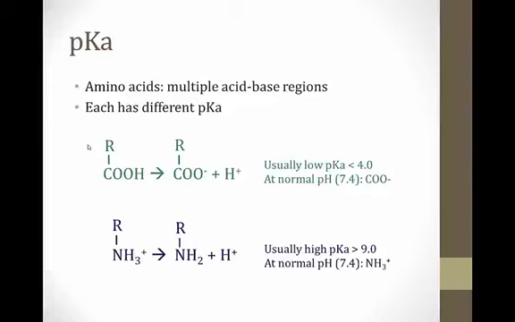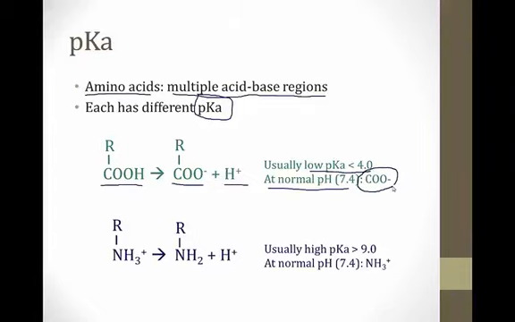In contrast to acetic acid and ammonia, amino acids are complicated because they have multiple acid-base regions of the molecule, and each has its own pKa value. Every amino acid has a carboxylic acid group, which is a COOH group, and it can dissociate into a COO- group plus a proton. The carboxylic acid groups tend to behave like acetic acid. They tend to have low pKa's, usually under 4. So at normal plasma pH of 7.4, you usually find them as COO- molecules.